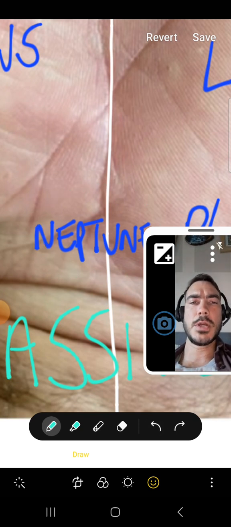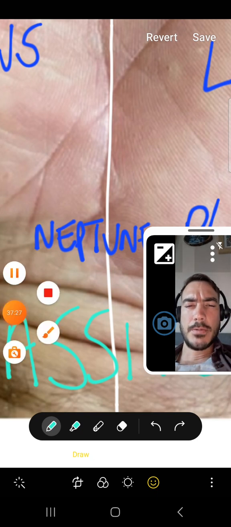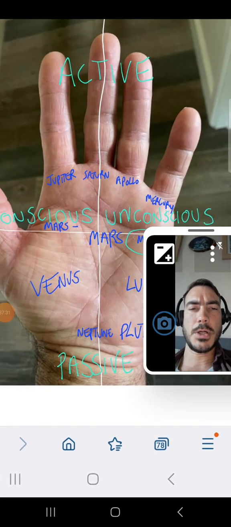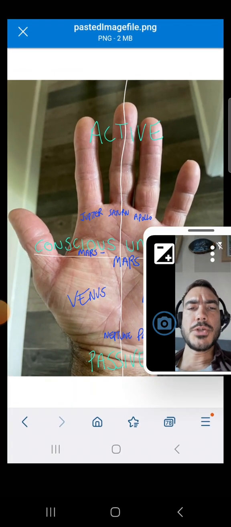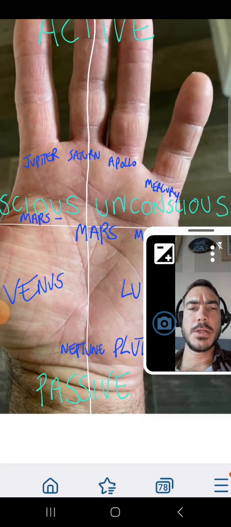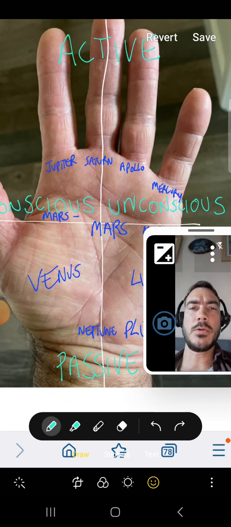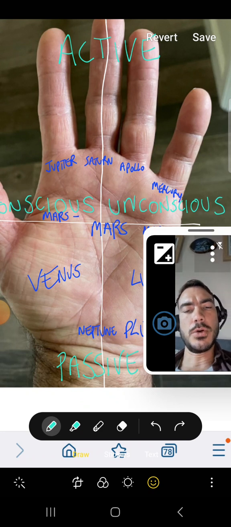Sorry for this very long video on the mounts and the quadrants of the palm. I've been a bit all over the place with this one, but I just wanted to provide a little bit of context to the areas of the palm and how they can tell us more information about a person.